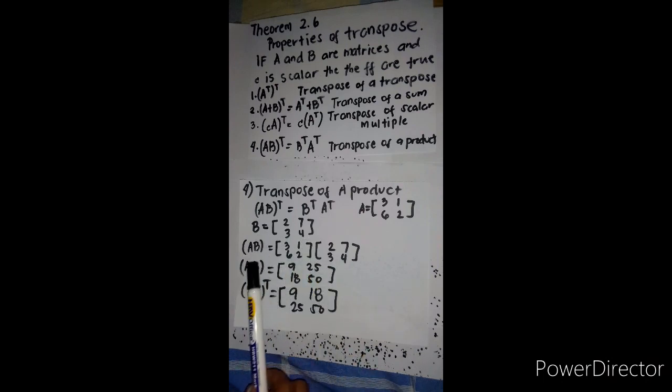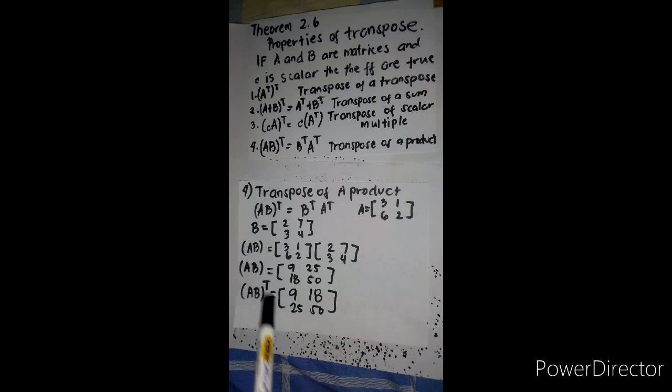So first multiply matrix A to matrix B. By multiplying these two matrices, we get a value of 9, 25, 18, and 50. So we need to transpose it. Write this column into a row: 9, 18, 25, and 50. So we get a value of quantity AB transpose.